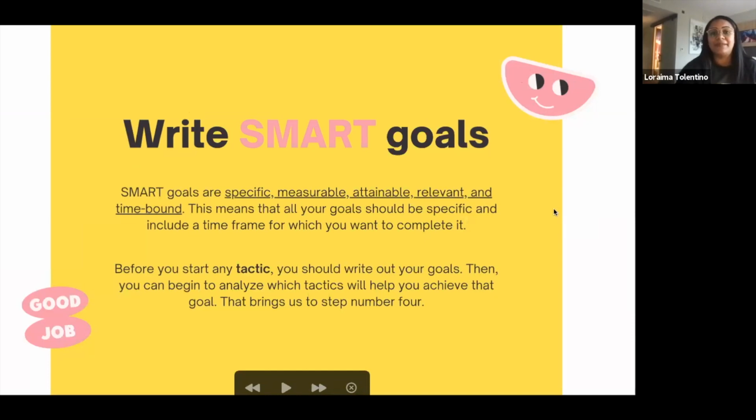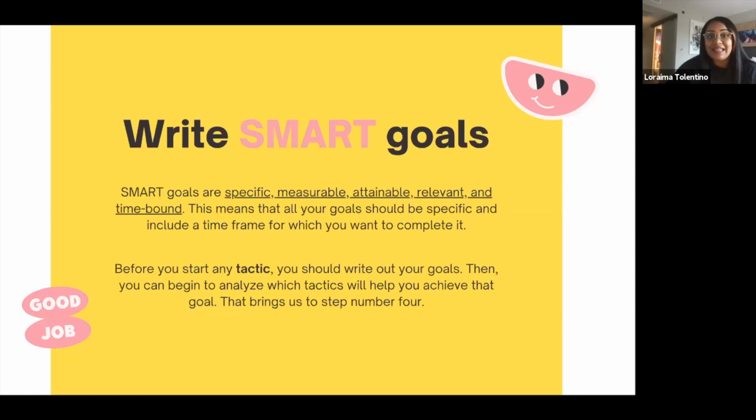So the next step is about writing SMART goals. SMART goals are specific, measurable, attainable, relevant, and time-bound. This means that all your goals should be specific and include a time frame in which you want to complete them. Sometimes it's incredibly easy for us to set goals that are basically impossible for us to commit to. So if we're starting an Instagram account, we can say, I want 1,000 followers.